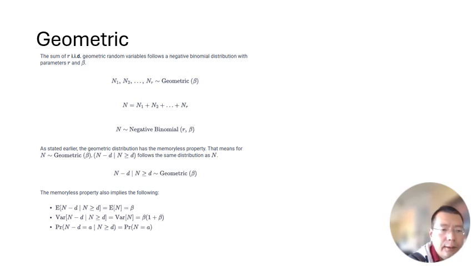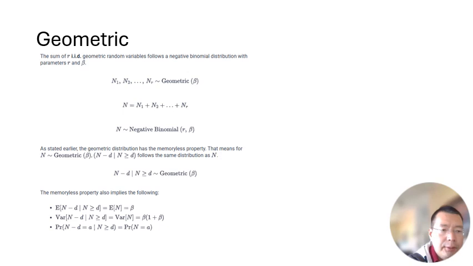As stated earlier, the geometric distribution has the memoryless property. That means for N following geometric β, N minus d, given that N is greater than d, follows the same distribution as N. So N minus d, given N is greater than d, would follow the geometric distribution with β.